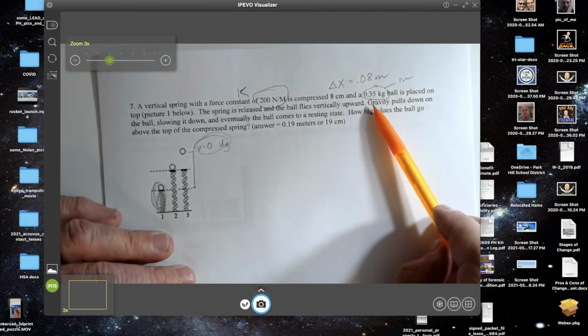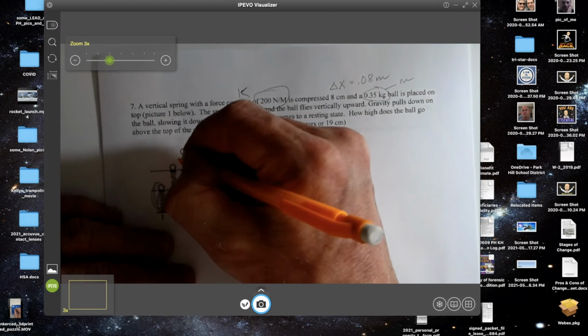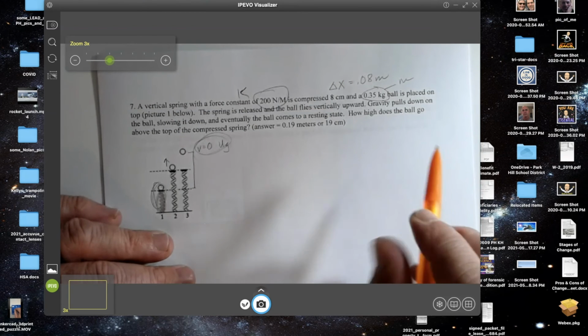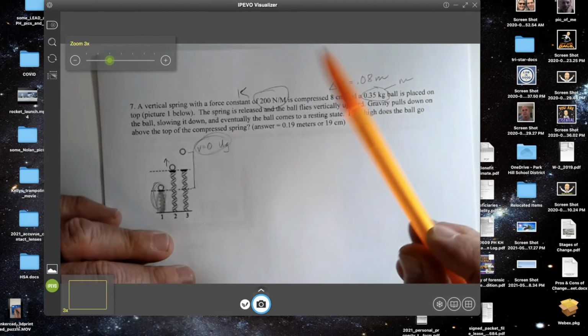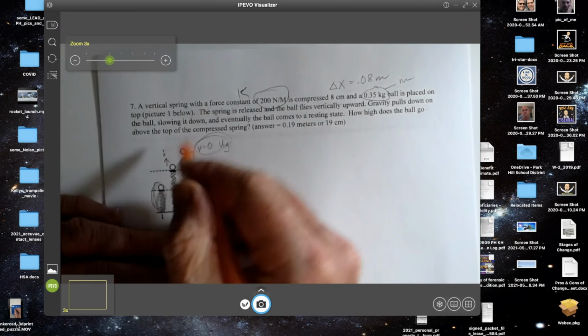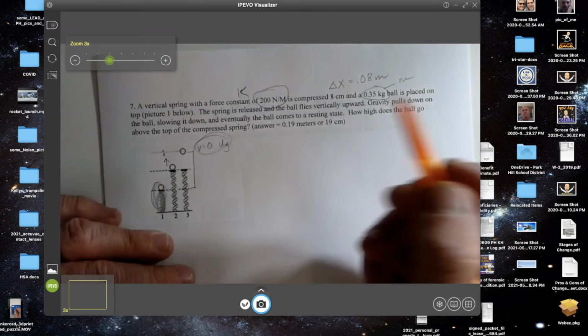So basically gravity pulls down on the ball, slowing it down. The ball's traveling upward, it's in free fall going upward. And eventually gravity slows it down to a point where the ball has stopped, where its kinetic energy is 0.